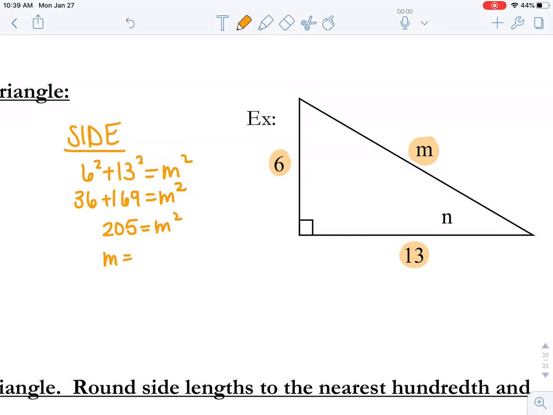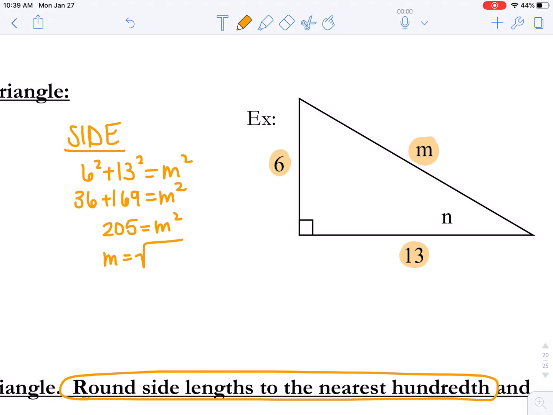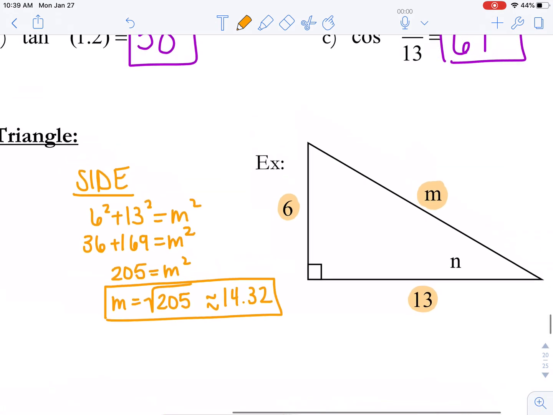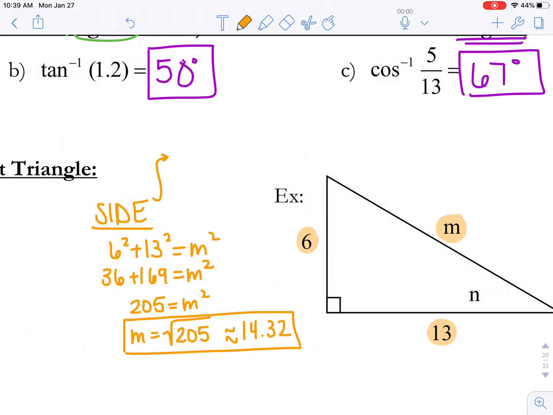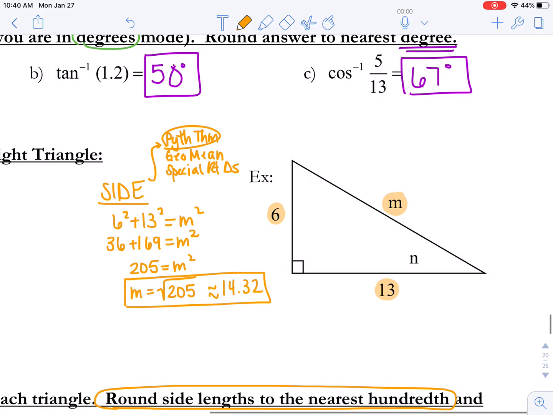I'm going to use the directions from down below where it says round side lengths to the nearest hundredth. So I'm going to use that here. Otherwise, your answer would be the square root of 205, which is approximately 14.32. So we can solve for the missing side lengths using strategies from the beginning of the chapter. And remember, to solve for side lengths, we can do Pythagorean theorem, geometric mean, or our special right triangles. In this case, the Pythagorean theorem worked great.